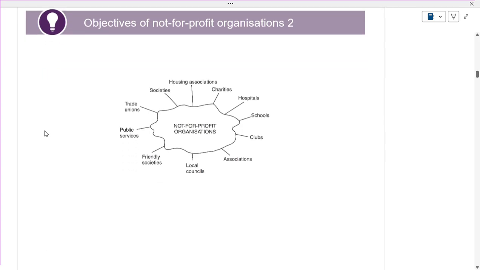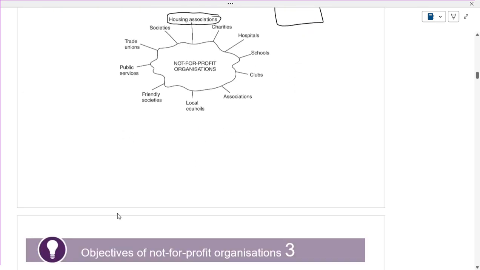They are talking about hospitals, schools, clubs, associations, councils, friendly societies, public services, trade unions, societies, even housing societies. In and around Muscat, with the new township schemes, you will have one society where you have all the villas and flats. They will have the society. That is also a non-profit organization. Those are the things which will matter for us.